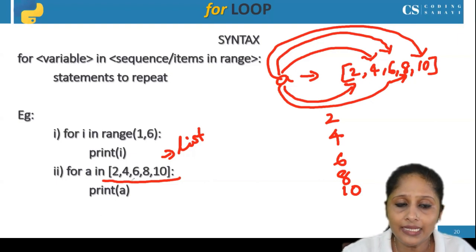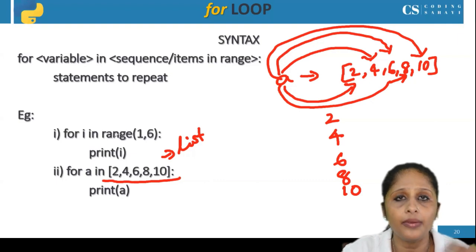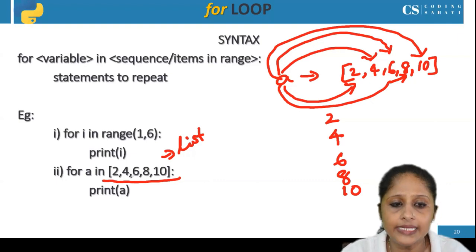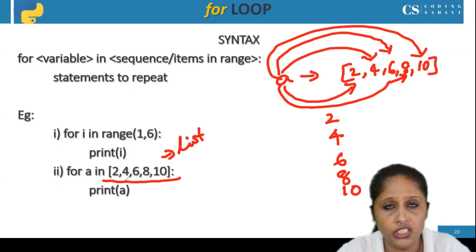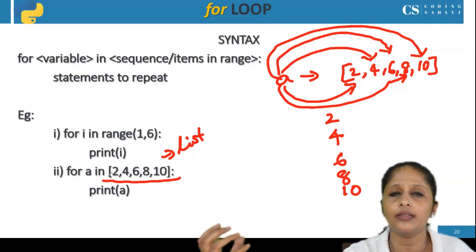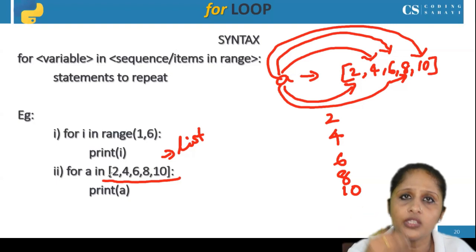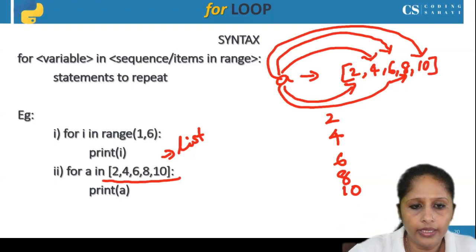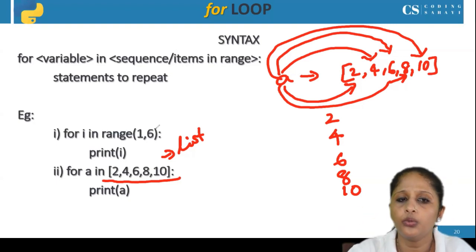So these are the two ways we are executing a for loop. One is from a range of values and the second way is actually membership. That is, pick the values from a list of values or a group of values and use them for the operation. So these are two options to do a for loop.